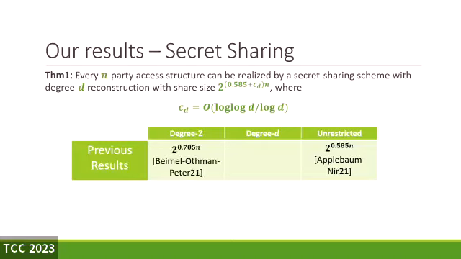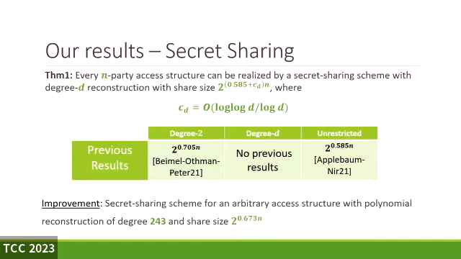The previous best known polynomial secret sharing scheme, prior to our work, was of degree 2, and share size 2 to the 0.705 n. And there wasn't a result for a general degree D reconstruction. So the first improvement that we show in our work for polynomial secret sharing is a secret sharing scheme with reconstruction degree of 3 and share size 2 to the 0.673 n.